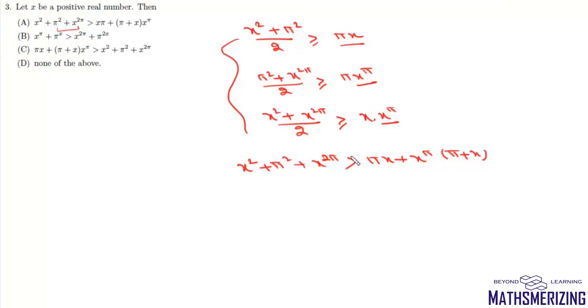Now here we have taken this strict inequality sign because AM is equal to GM only when the numbers are the same. So that means this x has to be equal to pi. But if x is equal to pi, then x square cannot be equal to x to the power 2 pi. So that means these numbers cannot be the same, so we'll use strict inequality in this case. So the answer to this question is x square plus pi square plus x to the power 2 pi should be greater than pi x plus x into x to the power pi. And that's your option number A.